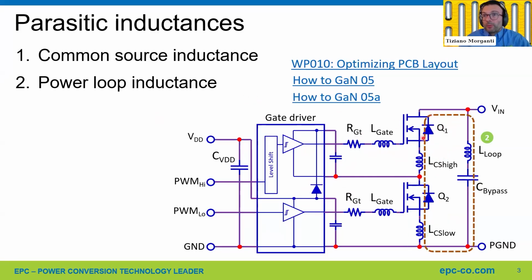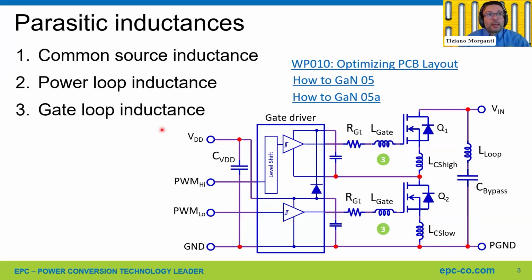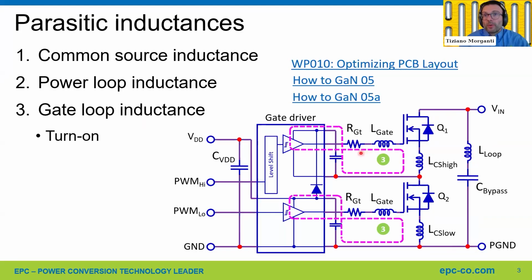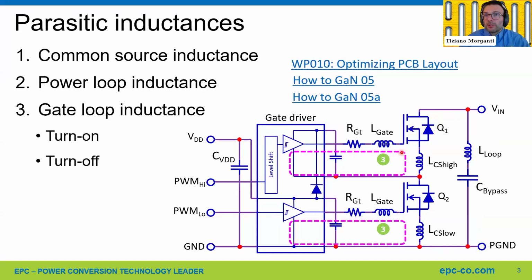Then we have the power loop inductance, which includes the bypass capacitor to the high side FET, then the low side FET, and back to the bypass capacitor. And then we have the gate loop inductance. There are two circuits for each gate loop. One is for the turn-on, which includes the bypass capacitor for the gate driver. The other is for the turn-off, which is just shorting the gate to the ground, to the return terminal.